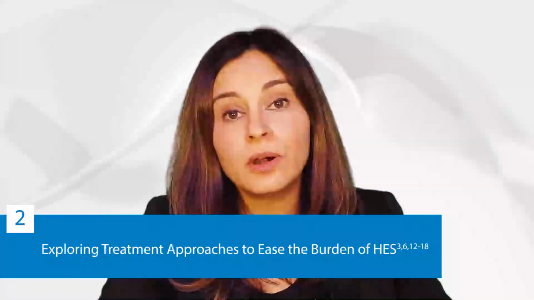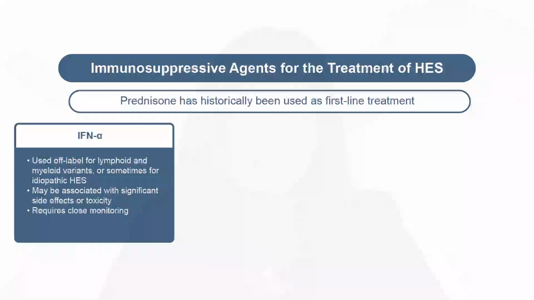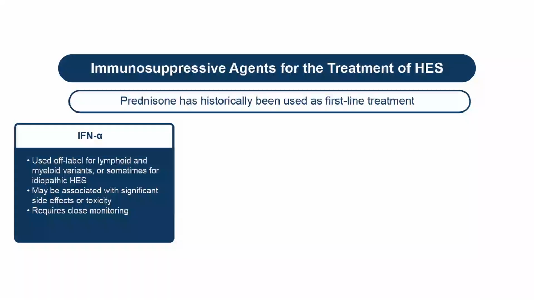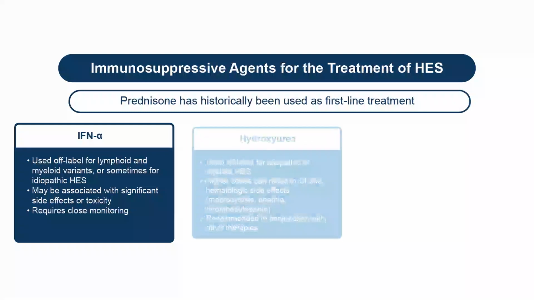Prednisone has historically been first line in terms of treatment for HES. There are other therapies that have been used, such as immunosuppressive agents, historically. One of those is interferon. Interferon is considered off-label use for lymphoid and myeloid variants, and sometimes is used in idiopathic hypereosinophilic syndrome. Unfortunately, interferon can be associated with a lot of untoward side effects and toxicity that oftentimes results in its discontinuation. It does require close monitoring, both from a lab parameter perspective as well as for psychiatric complications with its use.